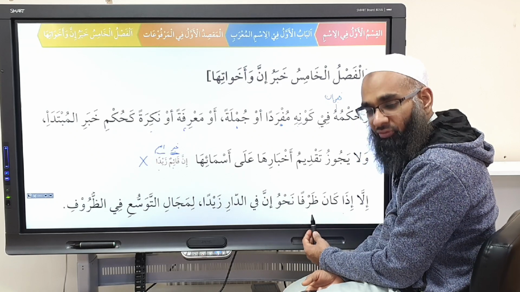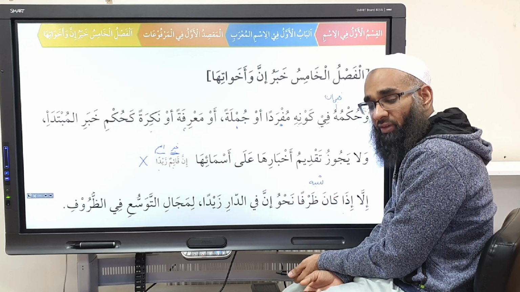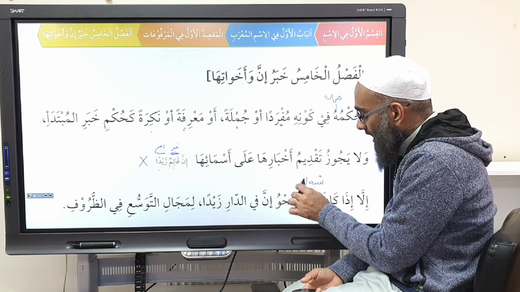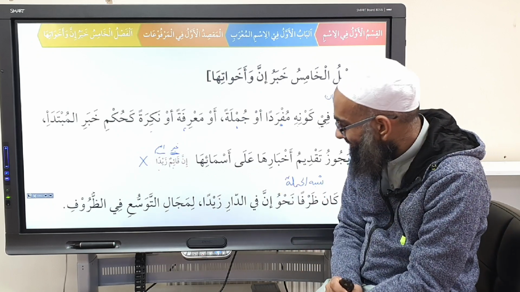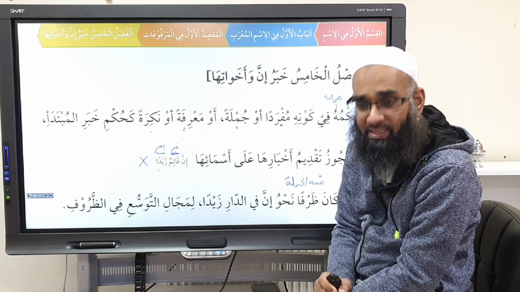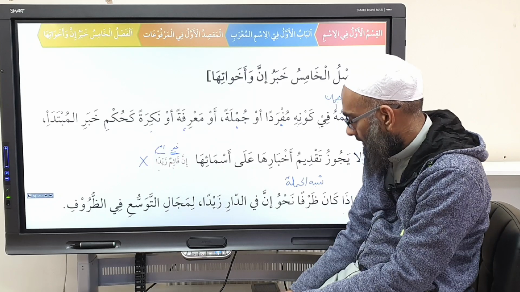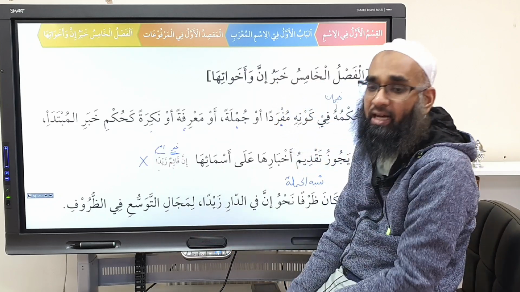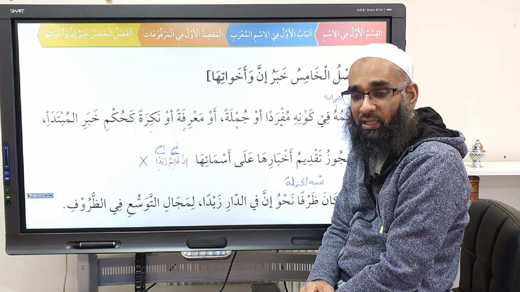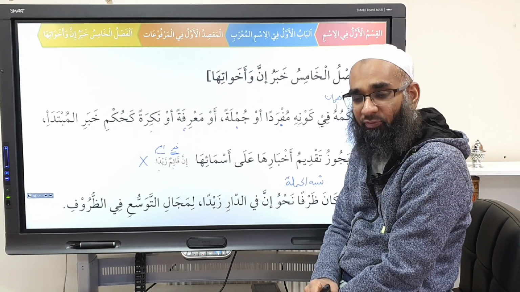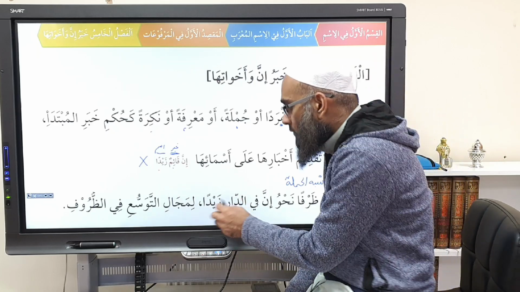Unless the khabar is a dharf, meaning what? A shibhul jumla, meaning a mudaf ilay, in which the mudaf is a zarf or it is a jar majroor. So if the khabar is a jar majroor, is a shibhul jumla, then it can come before the ism, otherwise it can't. For example, inna fi dari zayda, indeed Zayd is in the house. Inna fi dhalika la'ibratan li'ulil albab. Inna fi dhalika la'ayatin li'ulil nuha. So it comes in the Quran very commonly. Because why?